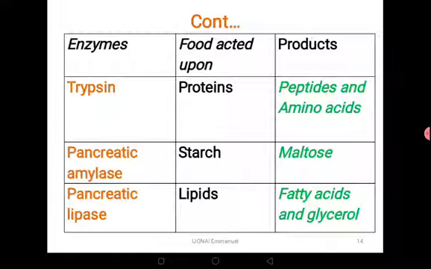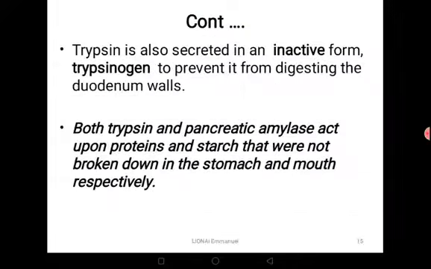This is the first time lipids are broken down, in the duodenum. So we have majorly those three enzymes in the duodenum. Therefore, in the duodenum we have trypsin, pancreatic amylase, and pancreatic lipase. And the digestion of proteins, starch, and lipids takes place in the duodenum.